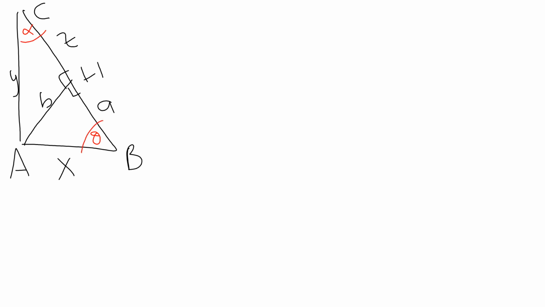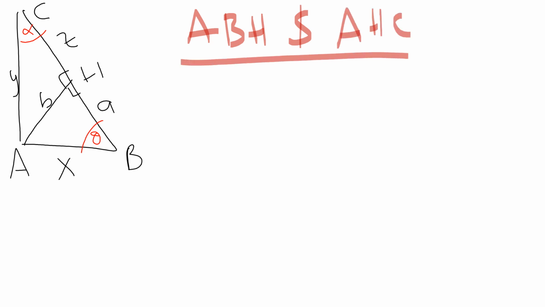Okay, now we have to check the similarity of the triangles ABH and AHC, these two triangles. Then I will conclude. All right, so are these two triangles similar or not? This is where the condition for these two triangles to be similar is going to come in.